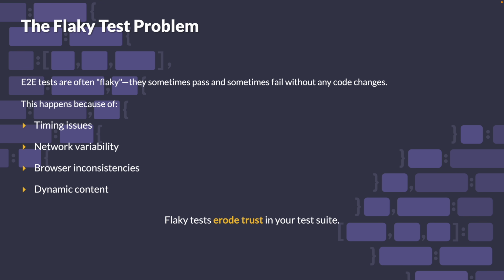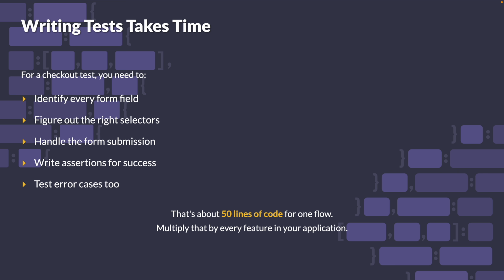We also have the flaky test problem. End-to-end tests are often flaky, which means they sometimes pass and sometimes fail without any code changes. This can happen because of things like timing issues, network variability, browser inconsistencies, dynamic content. Flaky tests can erode trust in your test suite. Also, writing tests takes time.